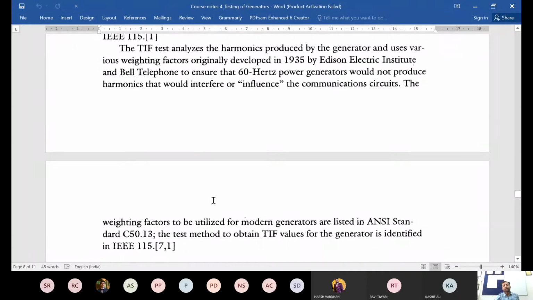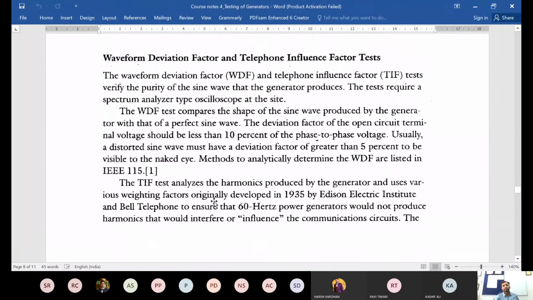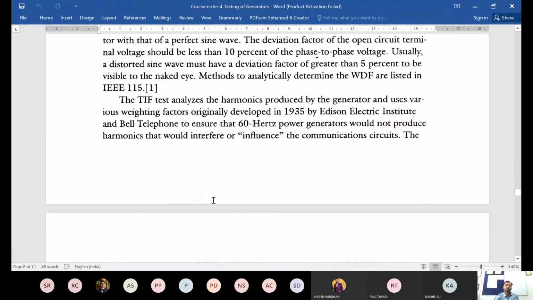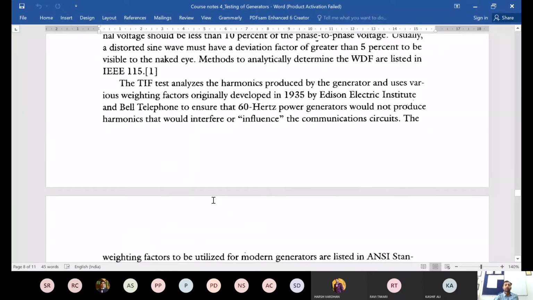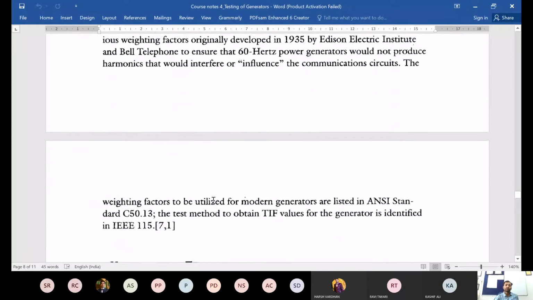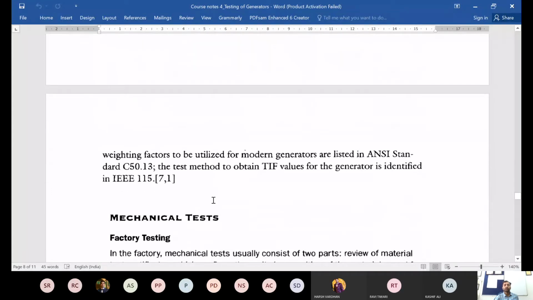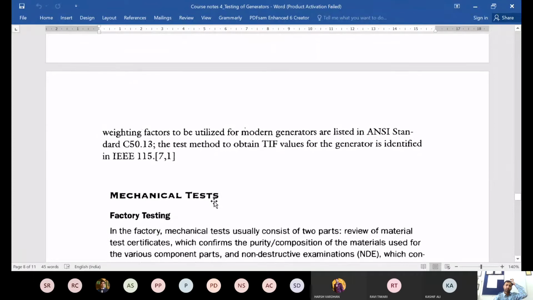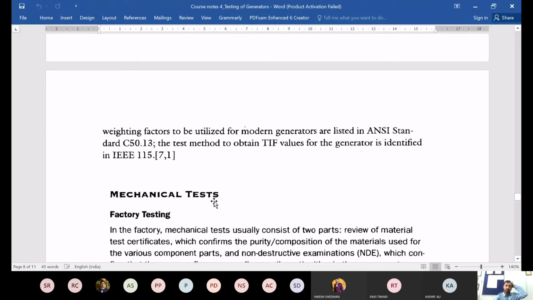So these were all the electrical tests we discussed so far, pertaining to the electrical parameters. Then there is something related to mechanical factors also, because as we understand, the mechanical stability and rigidity of the machine is also a very critical thing. So we will just look briefly at the mechanical tests, not going into much detail.